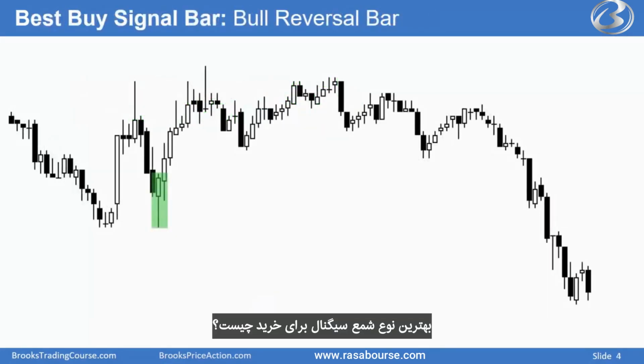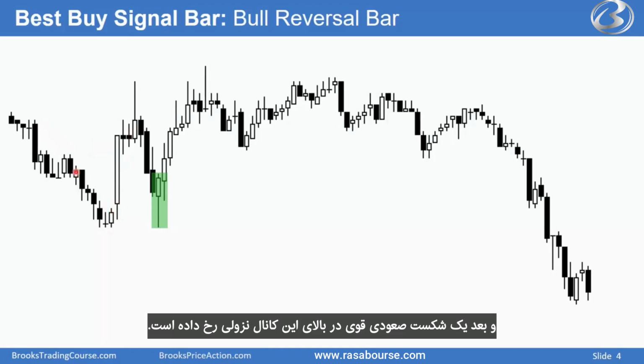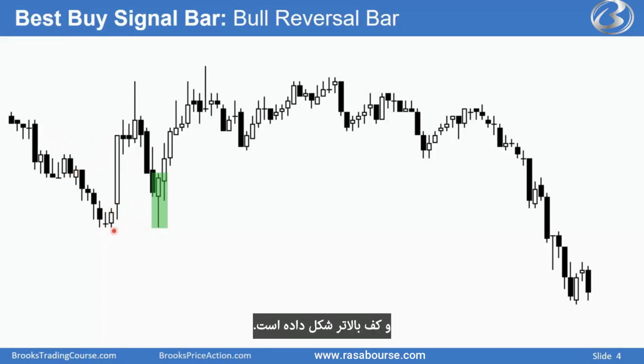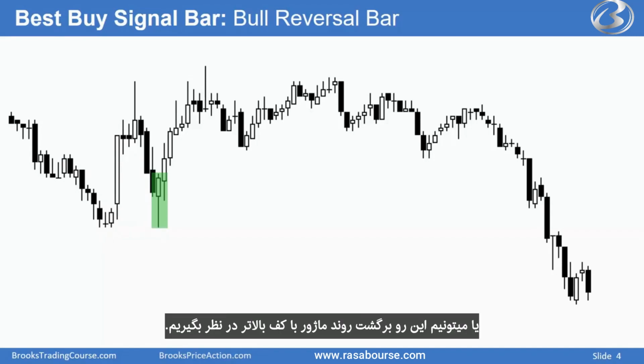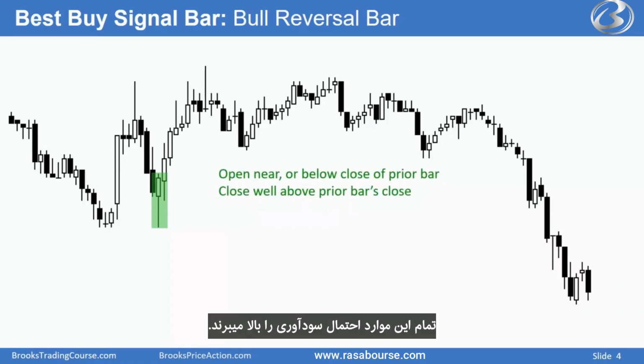What's the best type of buy signal bar? Well, a strong bull reversal bar. And here we have a bear trend, a very strong breakout above the bear channel, a very deep pullback to a slightly higher low. You can call it a double bottom. You can call it a higher low major trend reversal. And you have a very strong bull reversal bar. It has a bull body. It's a big bull body. It closes well above its midpoint. It closes near its high. Those are all things that increase the probability of a profitable trade.